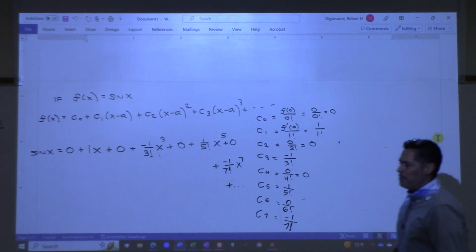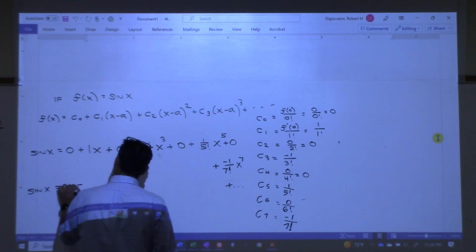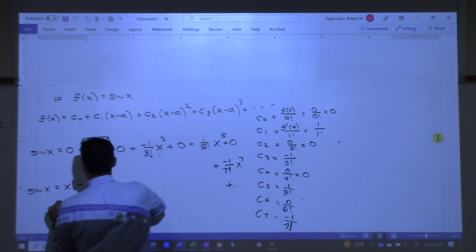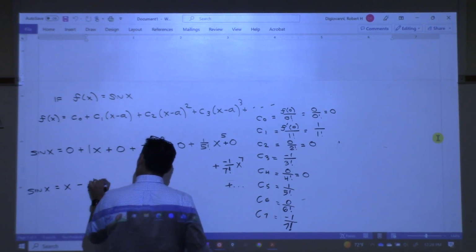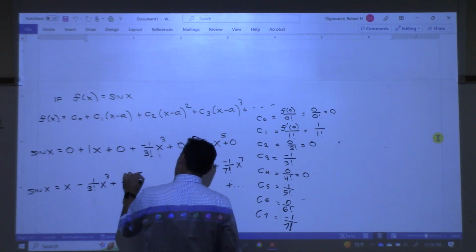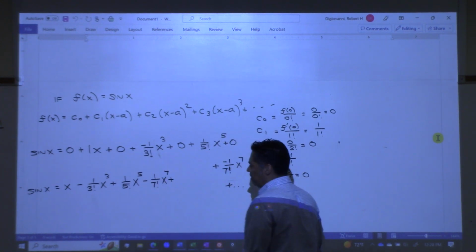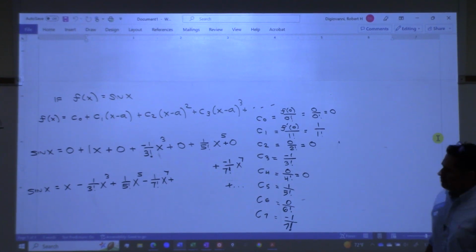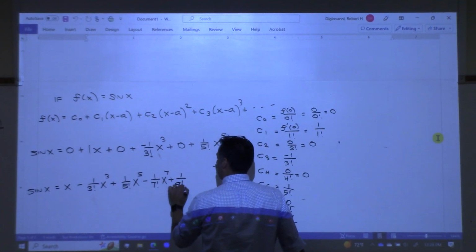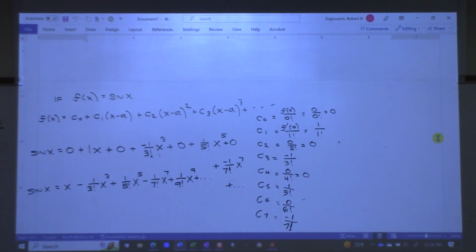I'm going to clean this up. Sine x is equal to x minus 1 over 3 factorial x to the third plus 1 over 5 factorial x to the fifth minus 1 over 7 factorial x to the seventh plus, any guess to the next one? 1 over 9 factorial x to the ninth and so on and so forth, plus dot, dot, dot. There it is. That is the power series centered at 0 for sine.